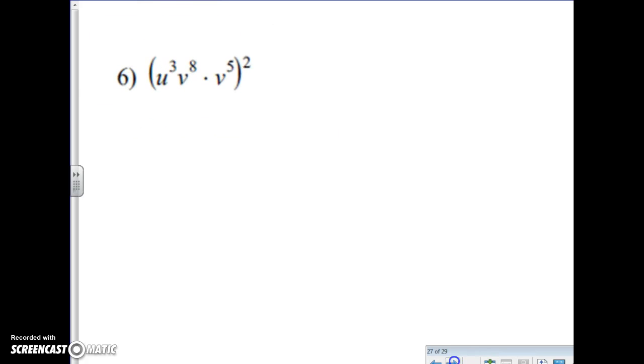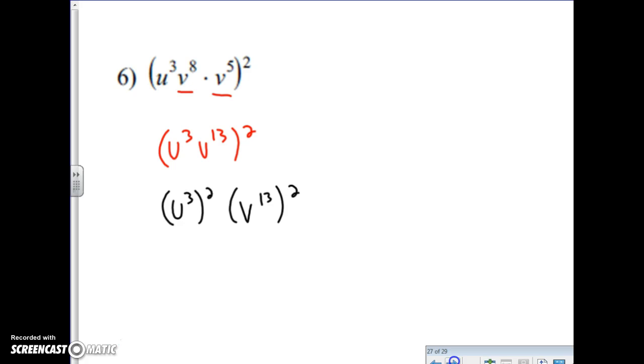Here, it's a kind of a modified form of what we've been doing. First thing I notice is that I have two v's. So before I distribute the 2, I'm going to rewrite that as u to the 3rd, v to the 13th power, all to the 2nd power. So now I'm taking the product to the power, so I'm taking u to the 3rd to the 2nd, and then I'm taking v to the 13th to the 2nd. So I get u to the 6th, v to the 26th power.